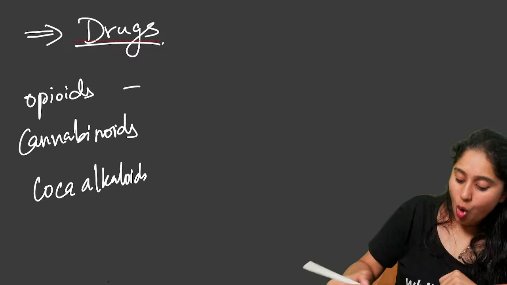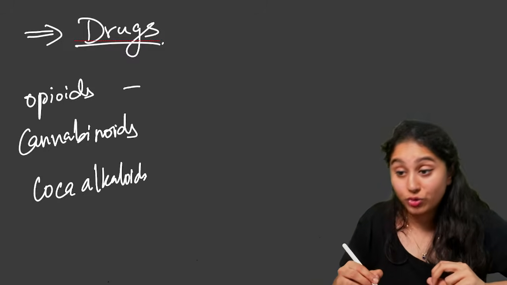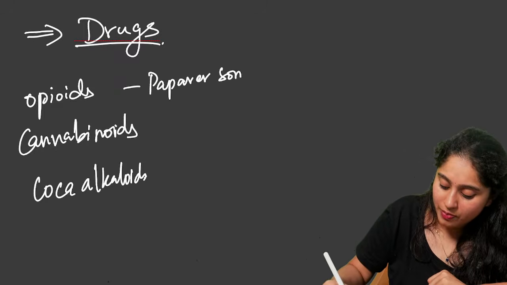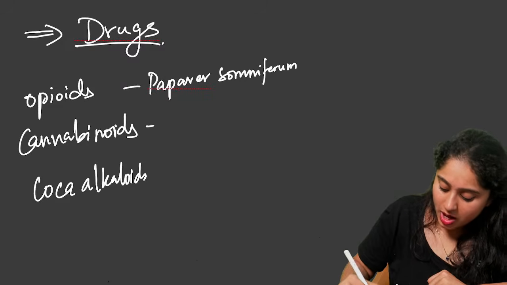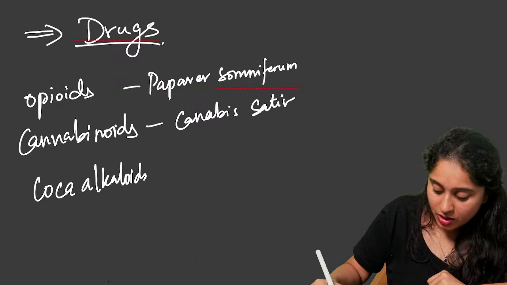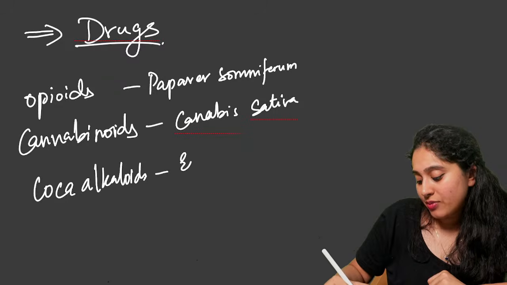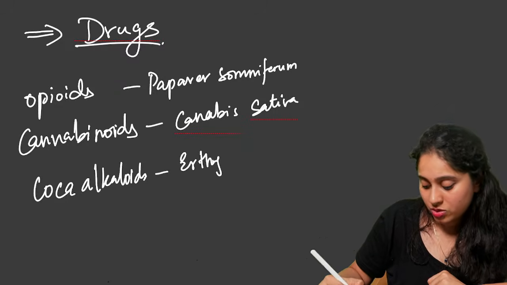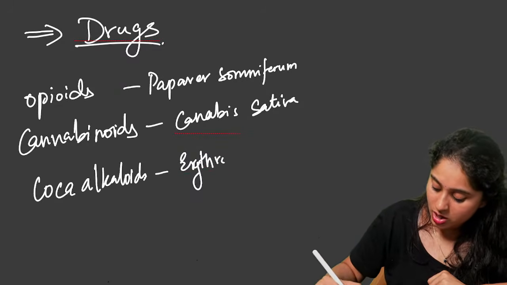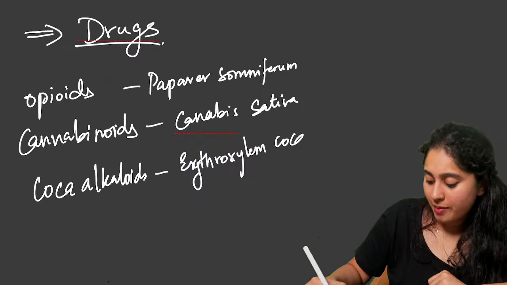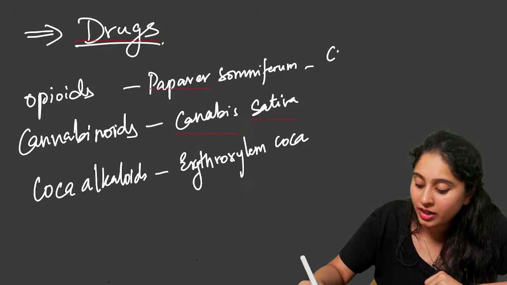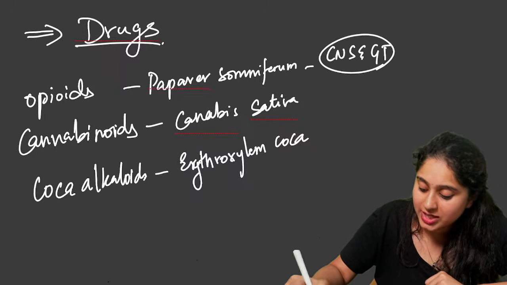Now these opioids, where do you find them? You find them in the opium plant, which is called Papaver somniferum. Cannabinoids come from the Cannabis sativa plant. Then coca alkaloids come from Erythroxylum coca. Now what these opioids do, they bind to the CNS and gastrointestinal tract receptors.